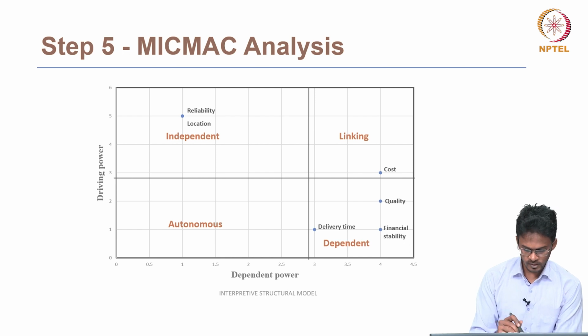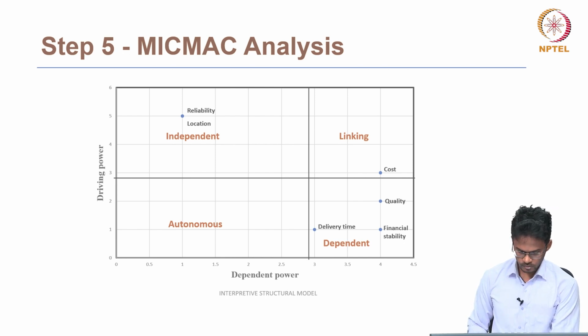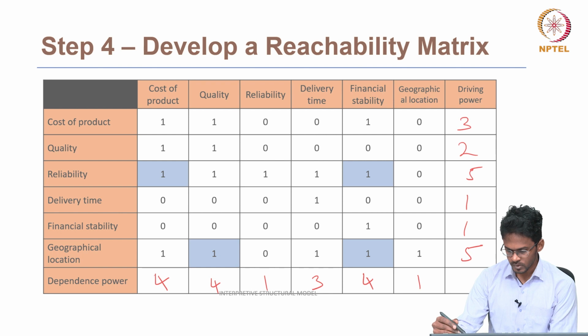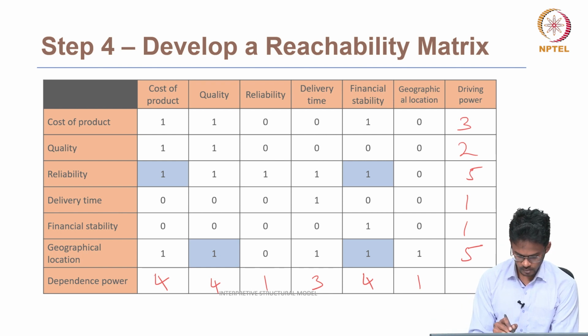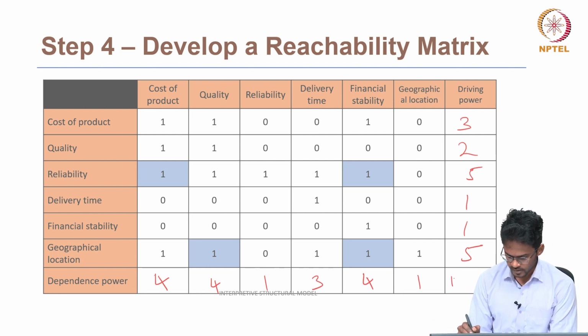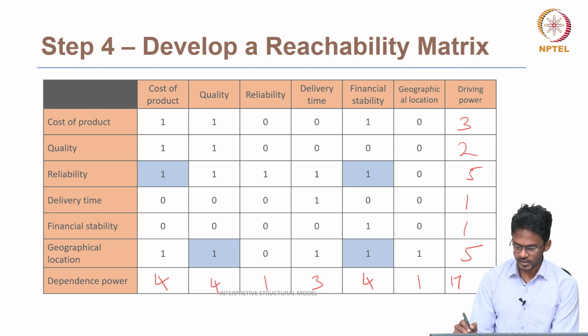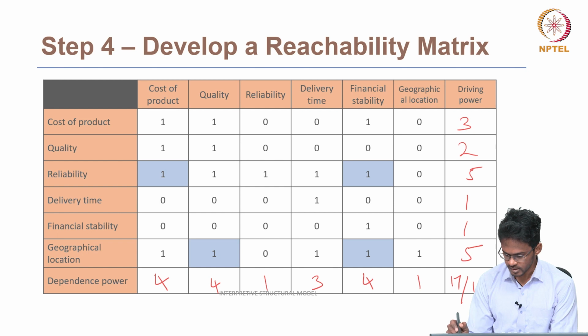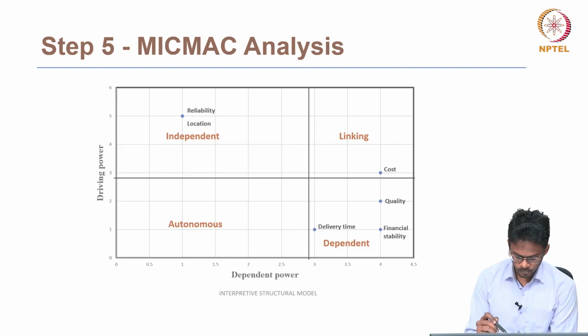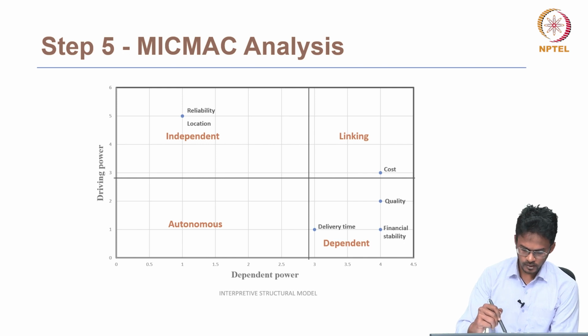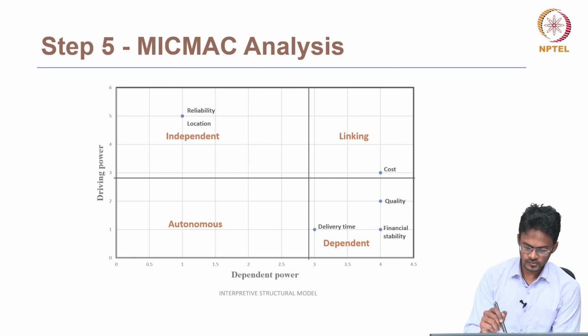In case of dependent power, we have to sum up the dependent power: 4, 8, 9, 12. So, it is 17. The sum of the dependent power is 17 and we have to divide it by the number of factors, that is 6. So, it will be around 2.66, and we have to plot a line at 2.66, this vertical line.